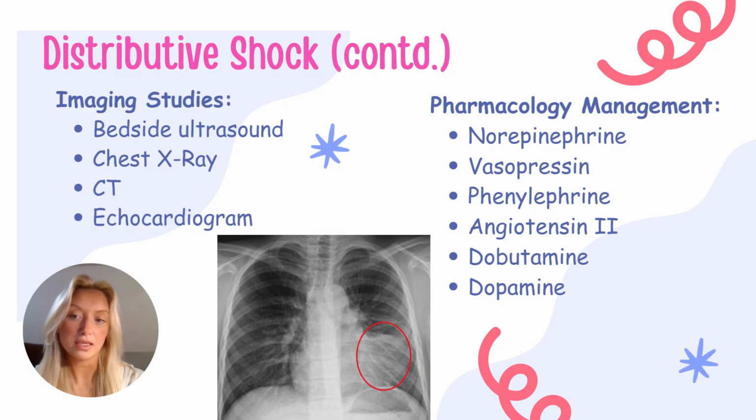An ultrasound is going to help us evaluate the heart, look for any free fluid, and look at the lungs for any atelectasis or pneumothorax. A chest x-ray is also very, very beneficial. It's going to help us look for pulmonary edema, pneumonia, or pneumothorax as well. CT is going to help us look for any signs of infection.